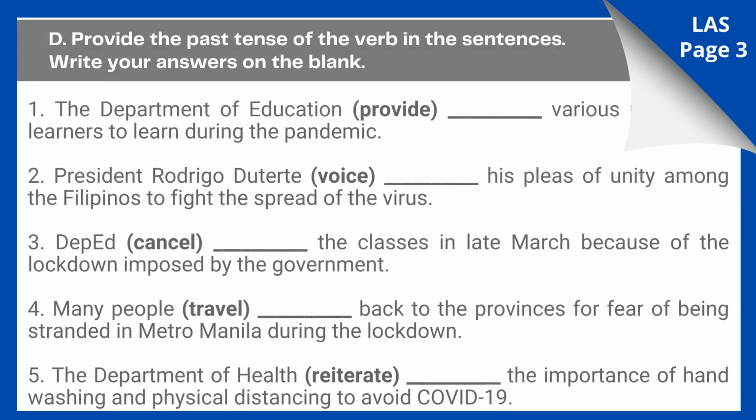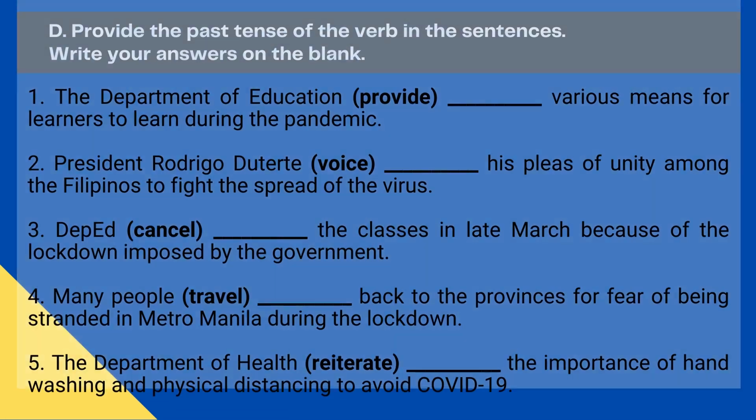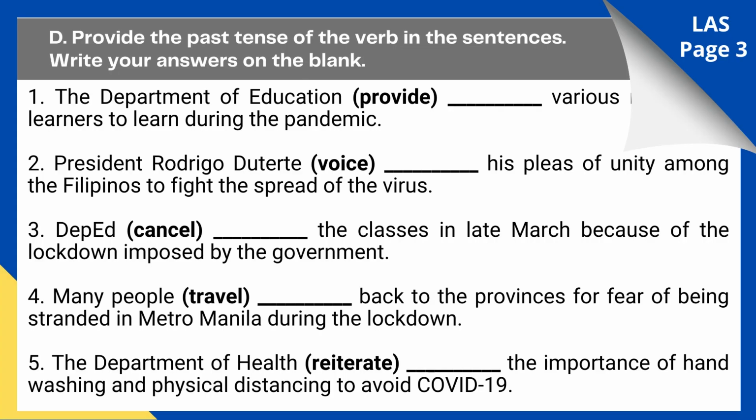For activity D, provide the past tense of the verb in the sentences. The verbs in each sentence are inside the parentheses. Again, before writing the past tense of the given verbs, make sure to identify if it is regular or irregular verbs to easily write the past tense of the verbs on the blanks provided. You may now answer activity D for 3 minutes.